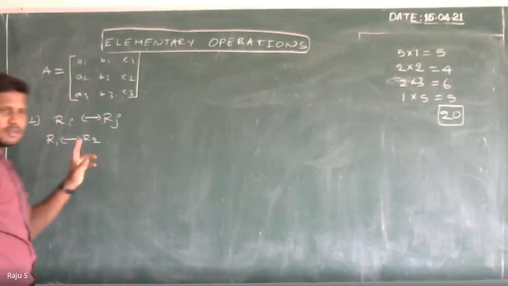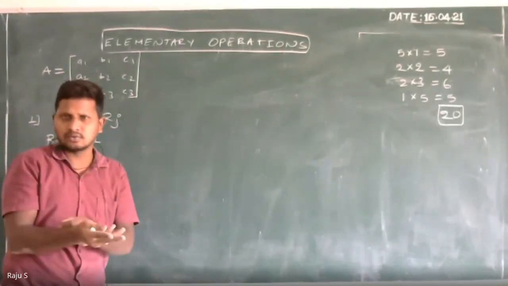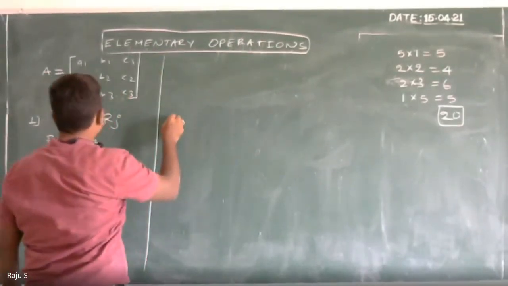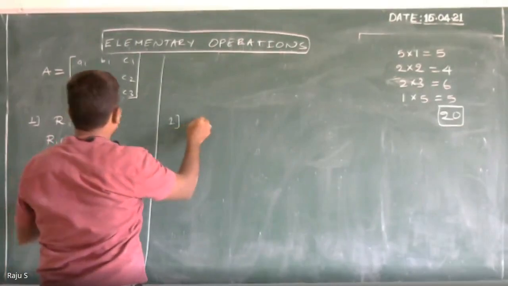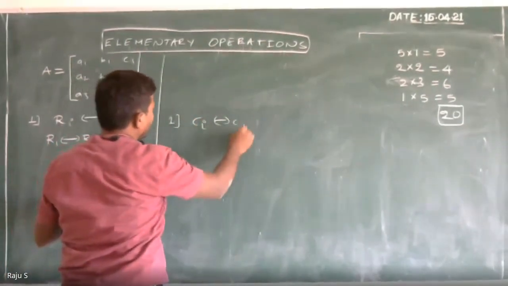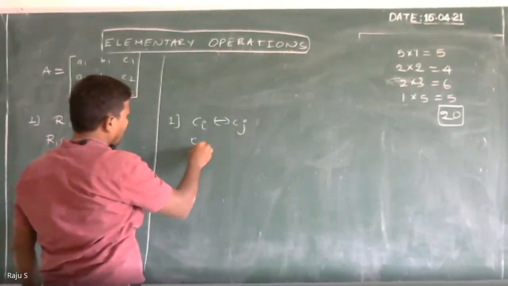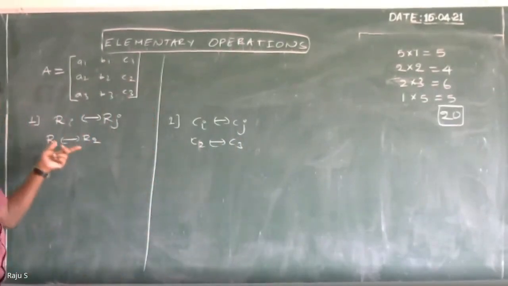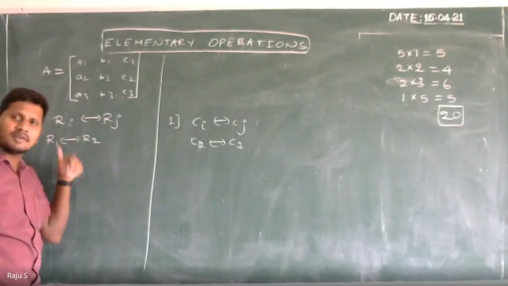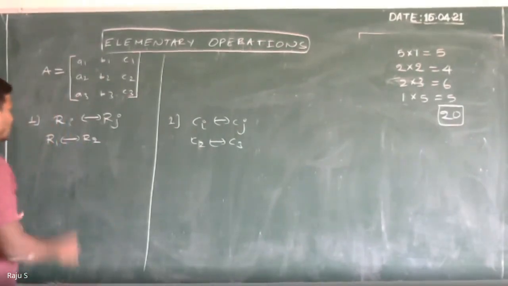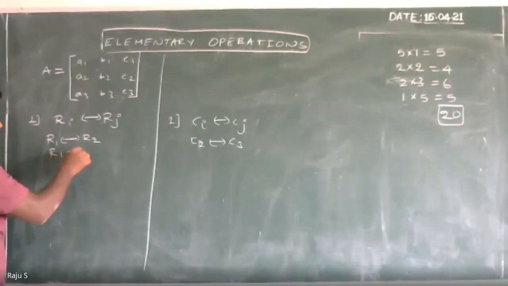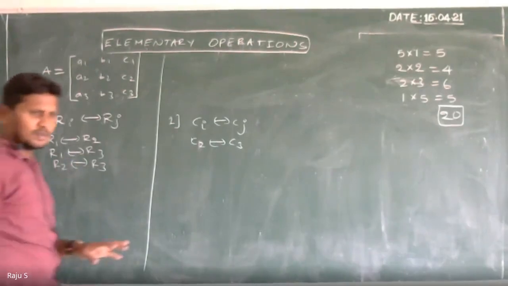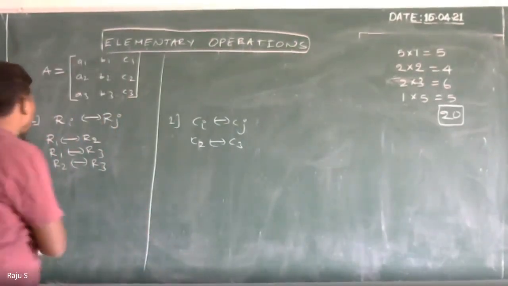This is the first property: interchanging any two rows or interchanging any two columns. The first property for columns is Ci interchange to Cj. So C1 interchanging to C2 or C2 interchanging to C3. For rows you can take R1 interchange to R2, R1 interchange to R3, or R2 interchange to R3. Any one of these, based on the question we can apply.